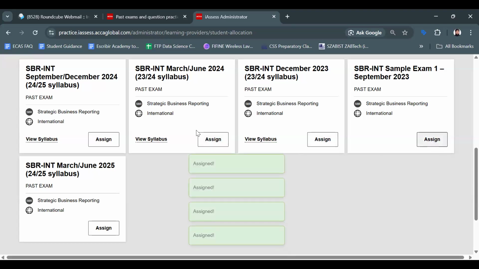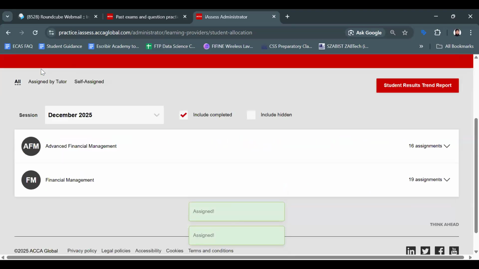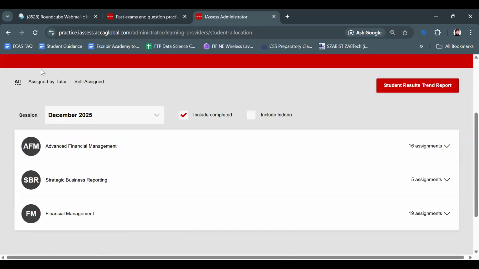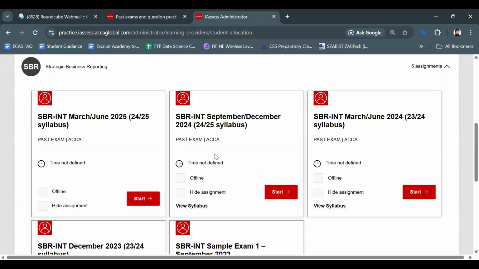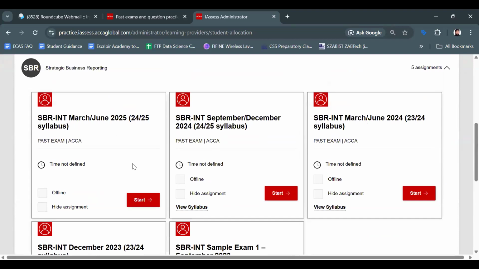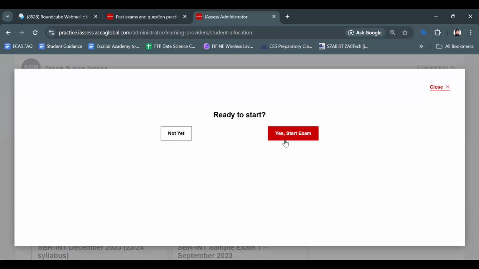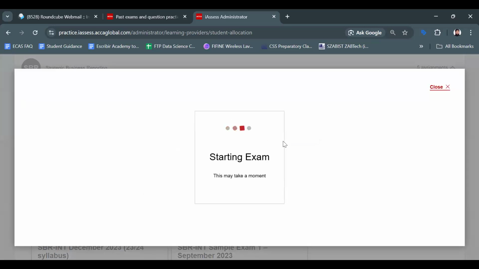Now, what's the next step? The next step is I will click on view assignments. I want to do the latest exam paper with you, so I would just click on the latest exam paper first. The latest exam paper that has been assigned is going to be this SBR March, June 2025. You click on the start button.